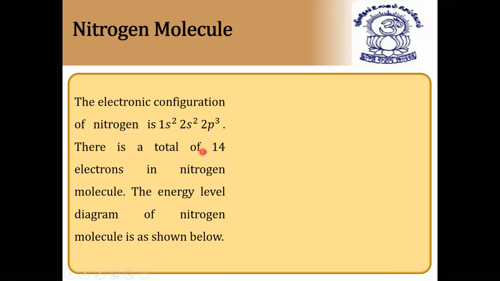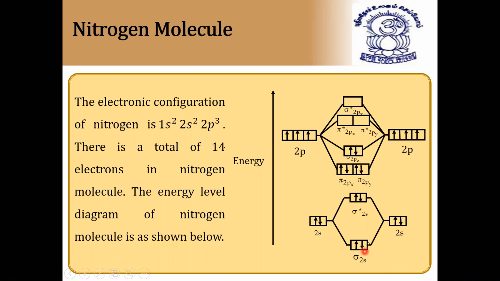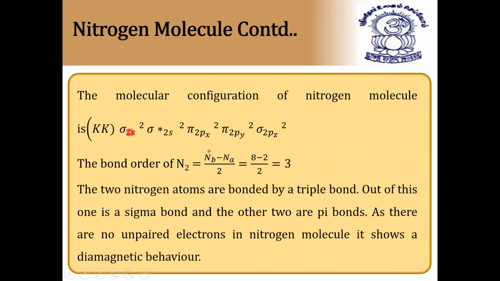Nitrogen, I have already shown you. There are a total of 14 electrons in the nitrogen molecule. The energy level diagram of nitrogen is shown below. After KK, sigma 2s2, sigma star 2s2, pi 2px2, pi 2py2, sigma 2pz2. We get up to sigma 2pz2 only because there are 14 electrons in total. All are filled up, so the bond order is Nb minus Na by 2, that is 8 minus 2 by 2, which is equal to 3. So the two nitrogen atoms are held together by a triple bond. Out of this, one is a sigma bond and the other two are pi bonds, because a triple bond means one sigma bond and two pi bonds.